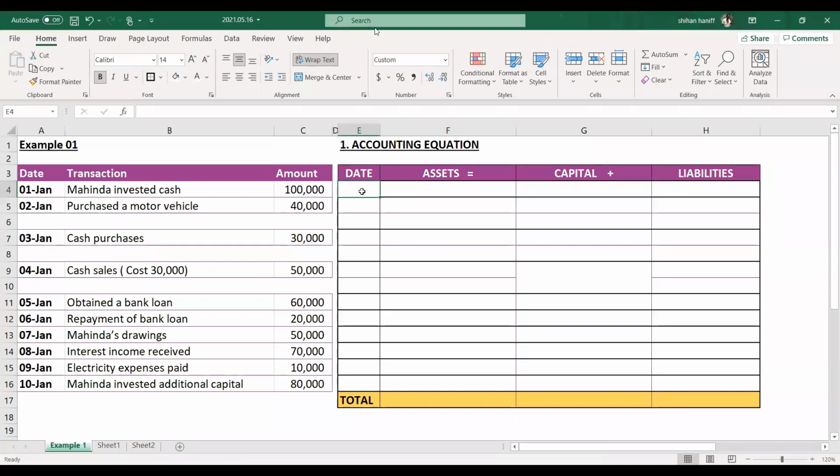Right. So the next part we are going to discuss is accounting equation. Right. So example one. So let's do this example. Example one. There are 10 transactions where we need to record these transactions in the accounting equation.